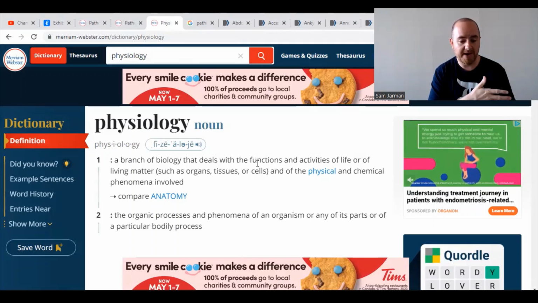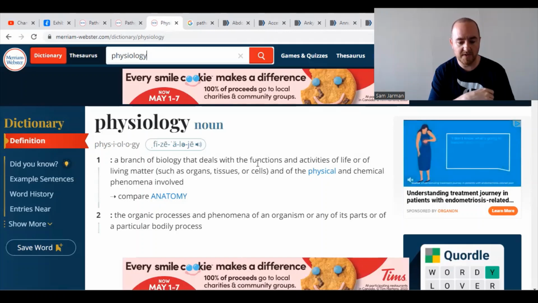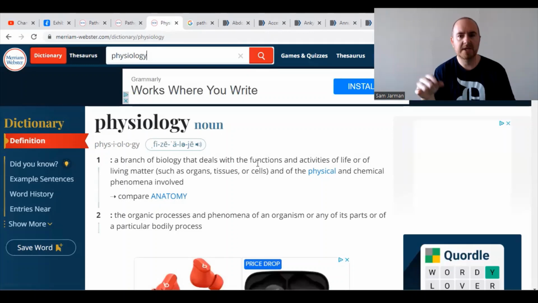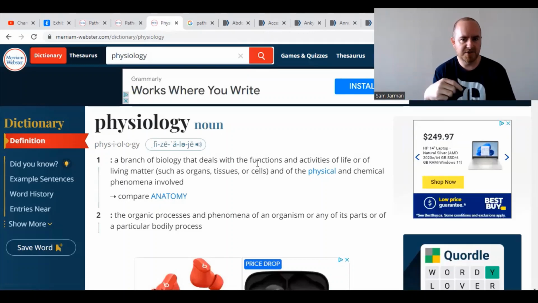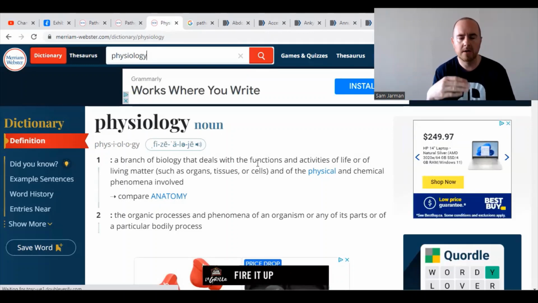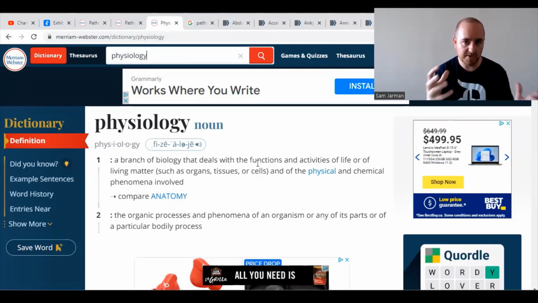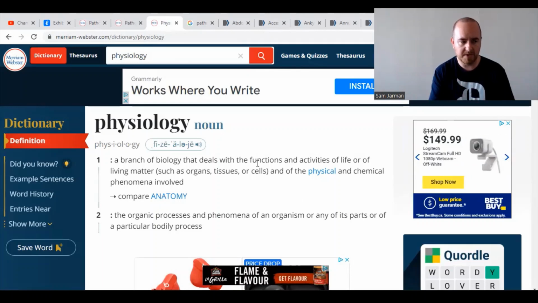So physiology is a branch of biology that deals with the functions and activities of life or of living matter, such as organs, tissues, or cells, and of the physical and chemical phenomena involved. Right, so that's why now it's including organs, tissues, or cells. What I would say is that as a distinguishing line, you can say that the gross anatomy would be anatomy of the larger structure, naming the whole thing, versus the physiology would be the subcomponents.